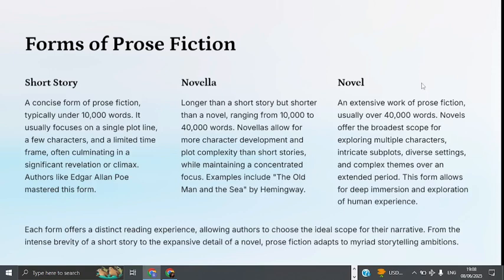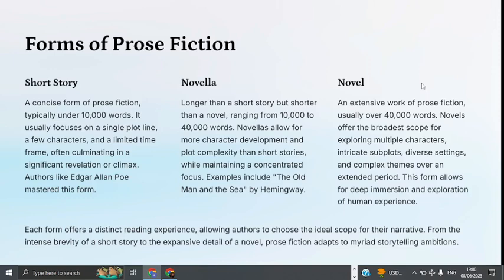Then we have the novel, which is an extensive work of prose fiction, and it is usually over 40,000 words or more. So novels offer a broader scope for exploring multiple characters and diverse settings as well as complex themes over an extended period. So this form allows for deeper immersion and exploration of human experience. Examples of a novel are Pride and Prejudice by Jane Austen and also To Kill a Mockingbird by Harper Lee. You can read these novels at your leisure time. So each form of prose fiction offers a different reading experience that allows authors to choose the ideal scope for their narrative.